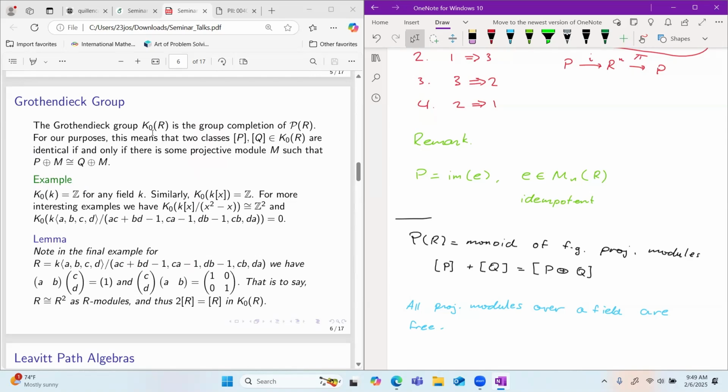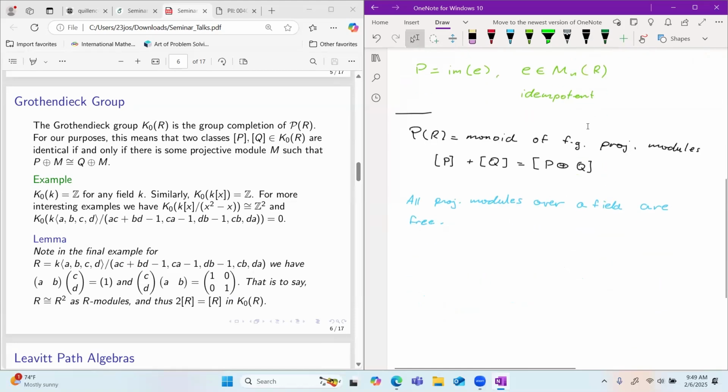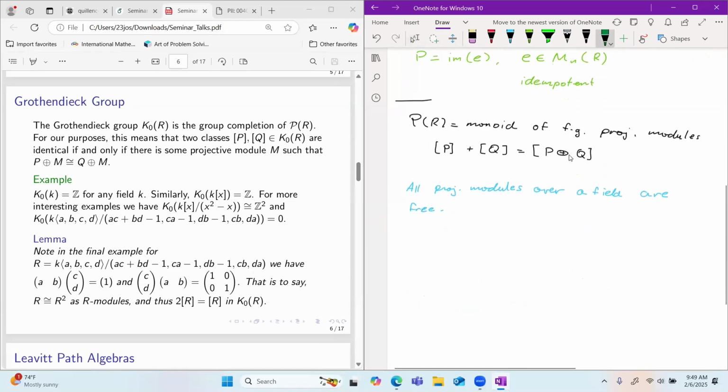So the 0th K group, we call the Grothendieck group. It's the group completion of this monoid here. So same rule as the monoid, but we now turn it into a group. If you recall what a group completion is, it's exactly what you think. You add elements and you also kill certain elements in your monoid to make it into a group in the most universal way possible.